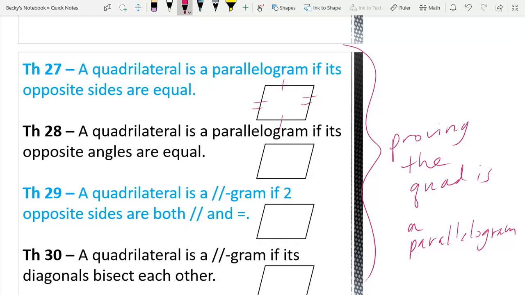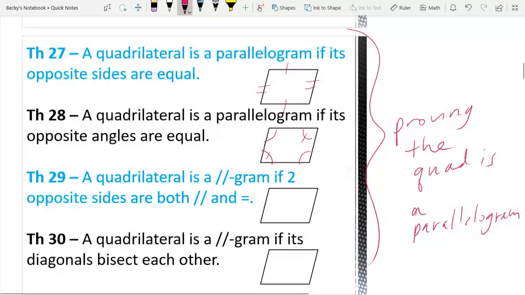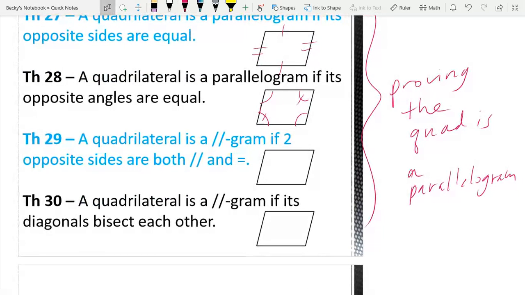For the next one, you can prove it's a parallelogram if the opposite angles are equal. If I just give you one set, that's not enough information. I would have to give you the opposite angles are equal, like this. And yes, that would be enough information to prove that it is a parallelogram by theorem 28.